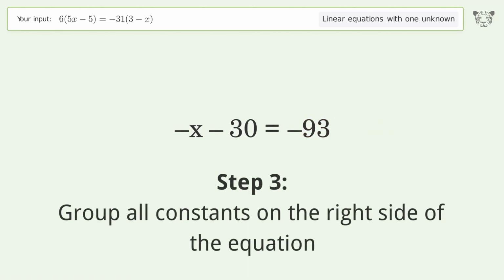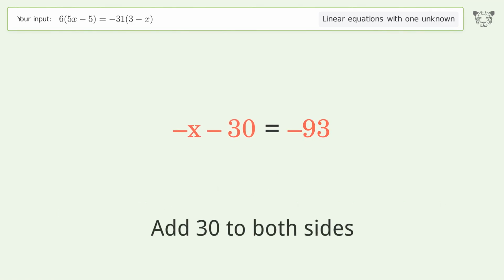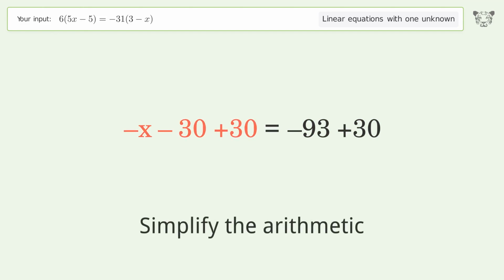Group all constants on the right side of the equation. Add 30 to both sides. Simplify the arithmetic.